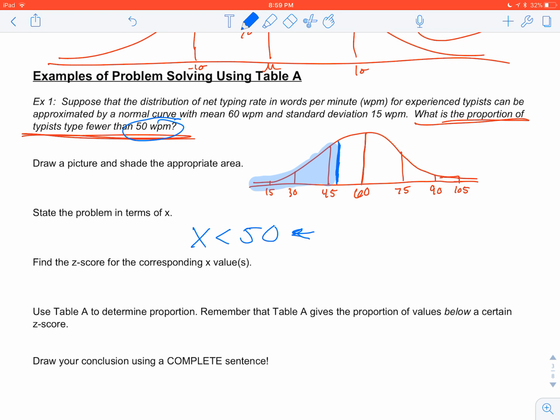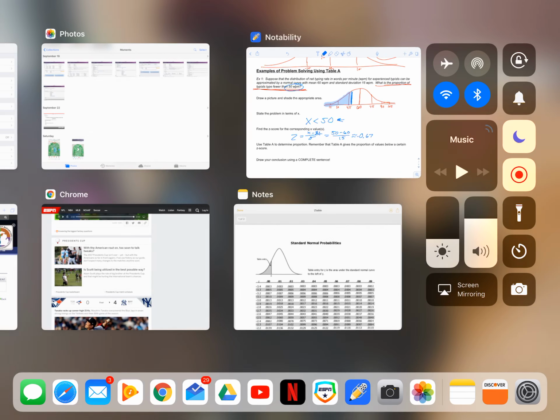There's no 50 on the table, but there are z-scores, so we're going to take this x value and convert it to a z-score so we can use table A. So z is going to be equal to, remember, your x value minus your mean, which in this case is mu, divided by your standard deviation, or sigma. So this is going to be 50 minus 60 divided by 15. It's approximately negative 0.67. So let's find that exact z-score on our table.